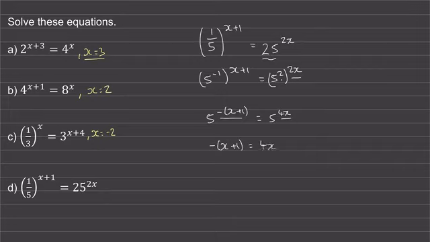We'll expand out the brackets. So negative x minus 1. And then we'll add x to both sides. So these will cancel. So negative 1 is equal to 5x. And finally, we'll divide both sides by 5. These will cancel. So we're left with x is equal to negative 1/5.